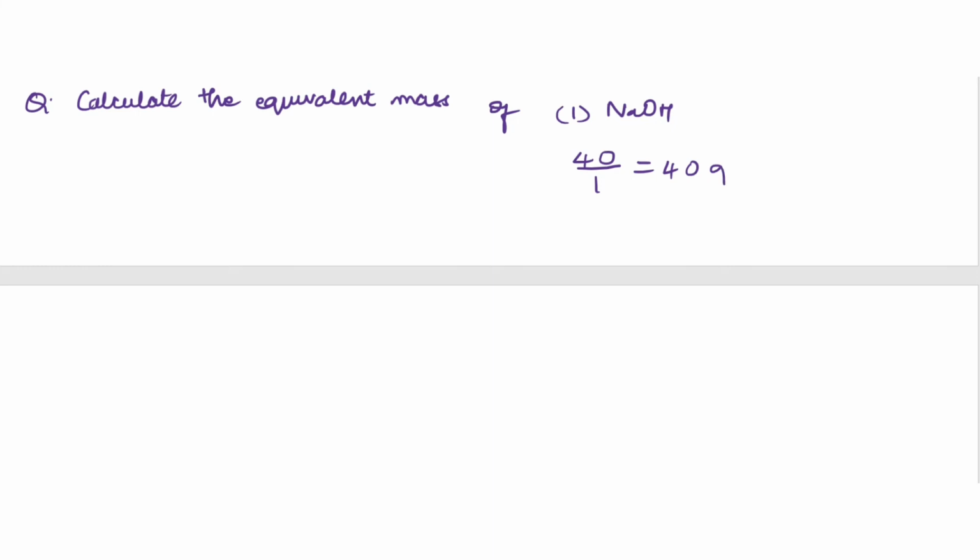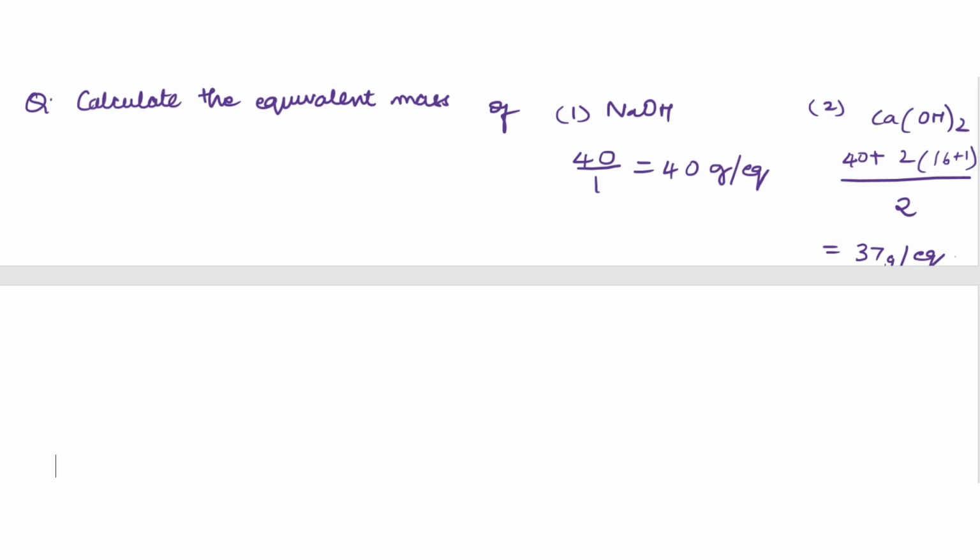Next, calculate the equivalent mass of calcium hydroxide. Come on, fast. What is the formula of equivalent mass? Molecular mass by n factor. What is the molecular mass of calcium hydroxide? 40 plus 2 into 16 plus 1, divided by n factor, which is 2. So the answer is 37 gram per equivalent.